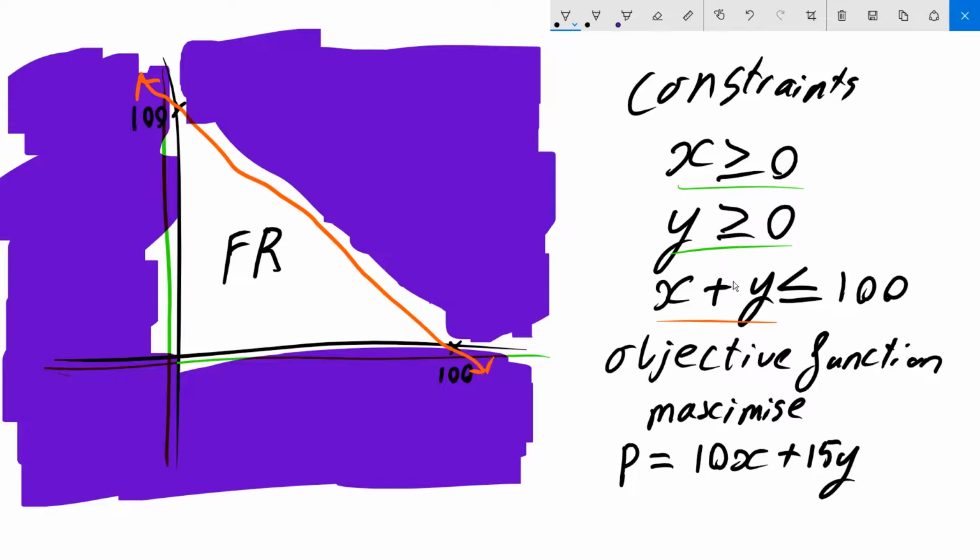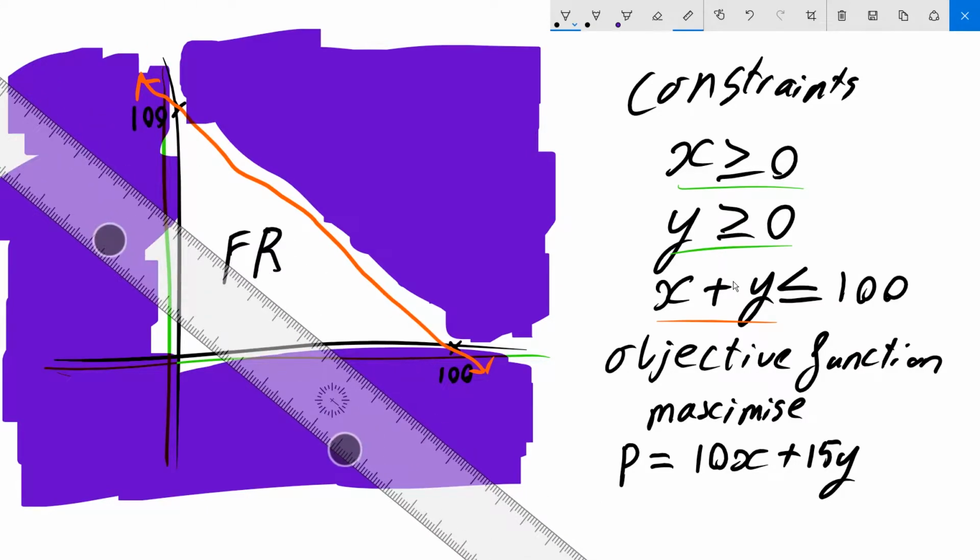So if we're maximizing our profit, how does that work? Here we have 10 and 15 as our two coefficients. We want to sketch a line on this graph, and we want to find out where this line makes profit the highest possible within the feasible region. Now there's two ways to do this. This first way I'm going to demonstrate is only useful to understand the concept.